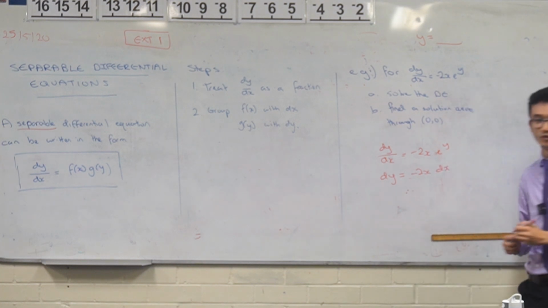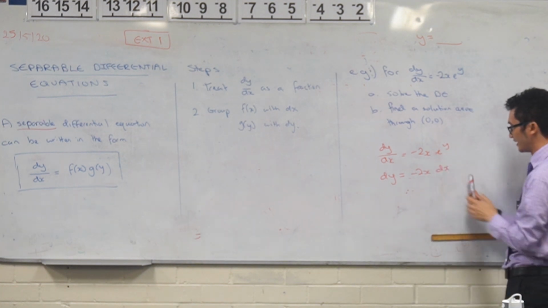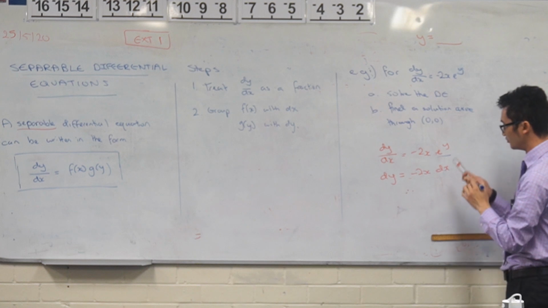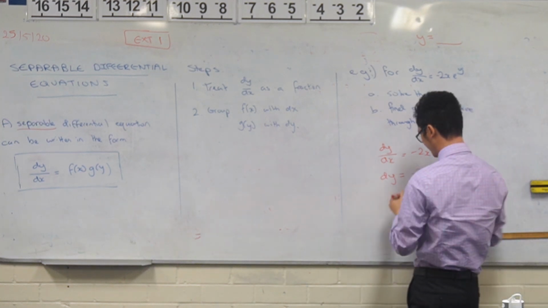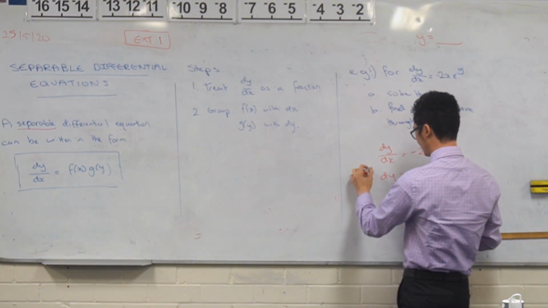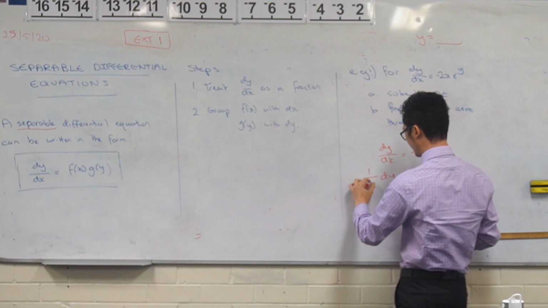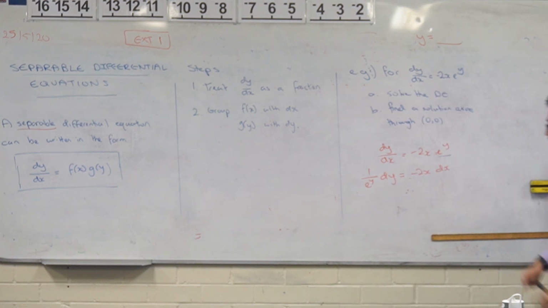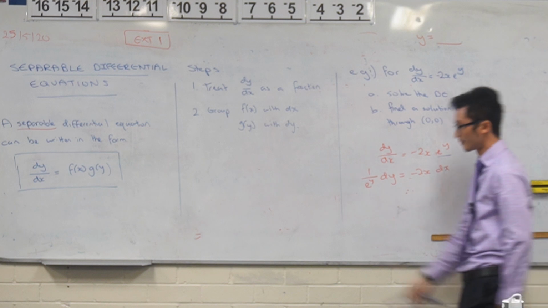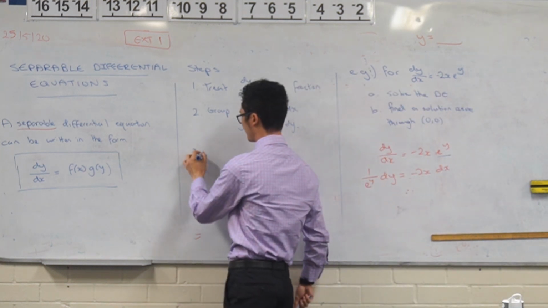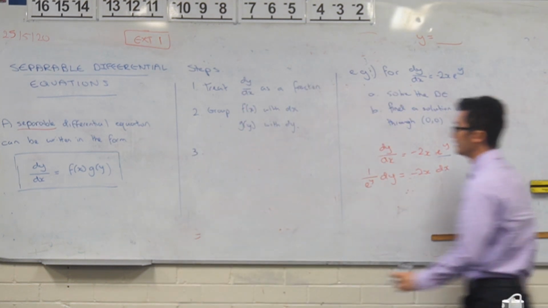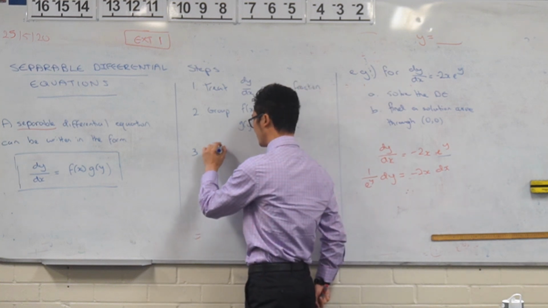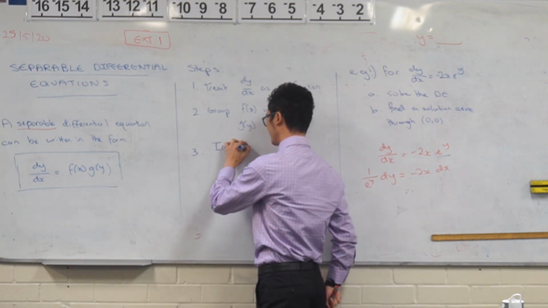And then for the e to the y, I can divide both sides by that expression to bring it to the other side, like this. So 1 on e to the y, if you want. Okay? And so now we're going to integrate both sides separately, because we have that situation that we wanted.